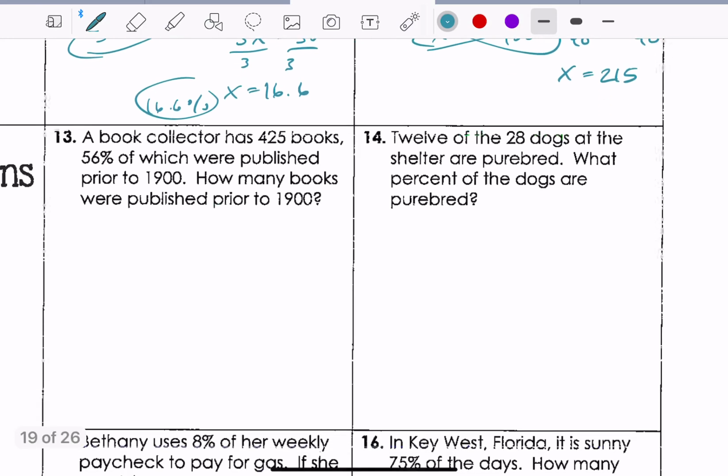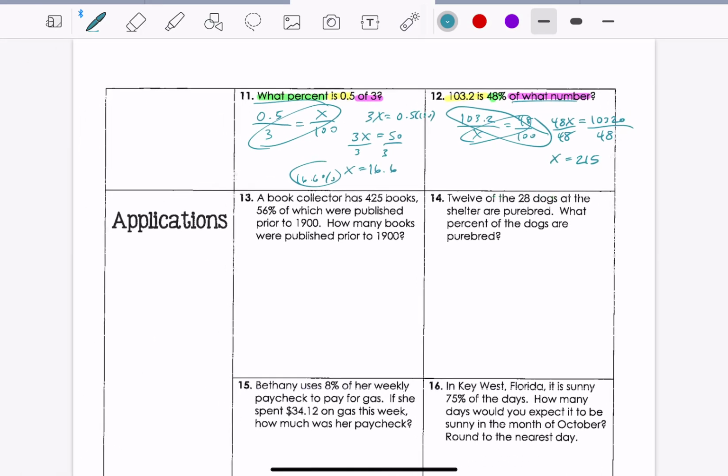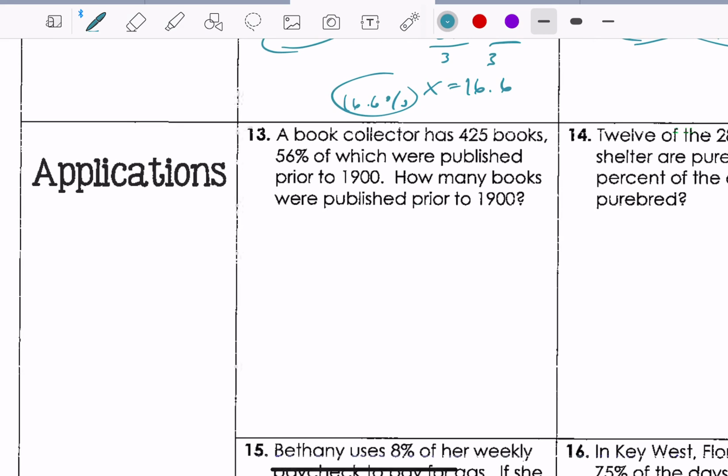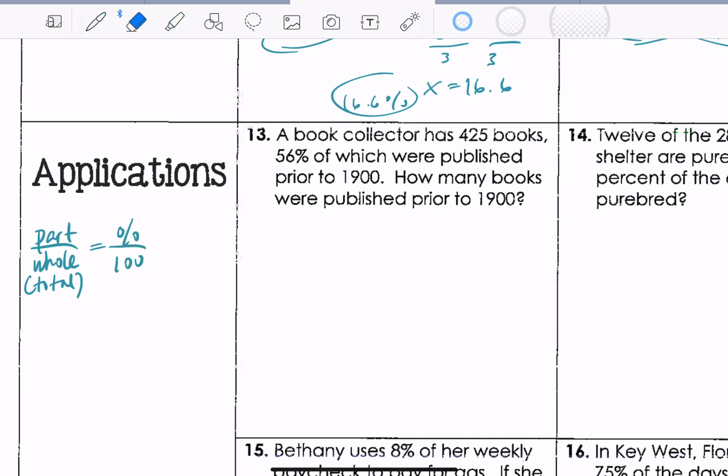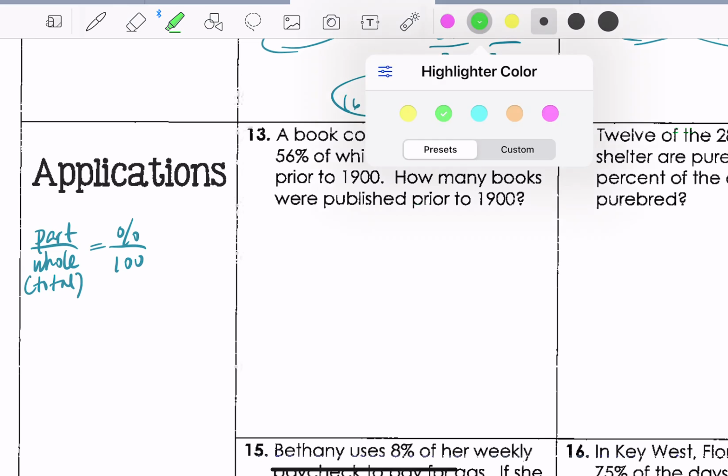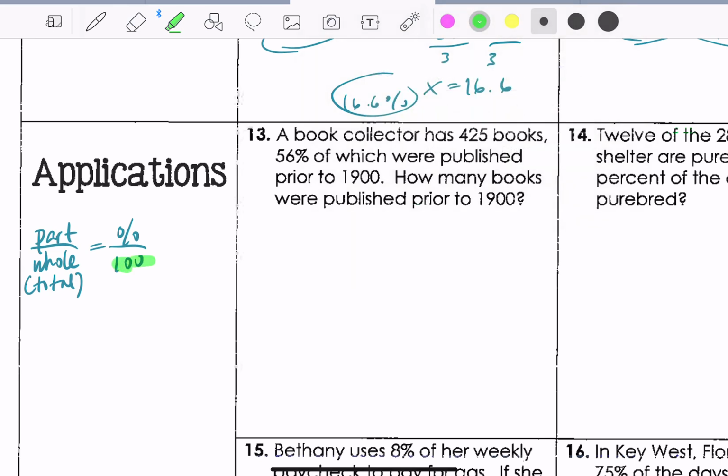Okay, so now we're down to real word problems. And these are going to be more of the form of part over whole, or total, or whatever it is that they're talking about, equals percent over 100. And hopefully you're noticing that this 100 is always in the problem. You're missing a part, a whole, or percent in all these problems.